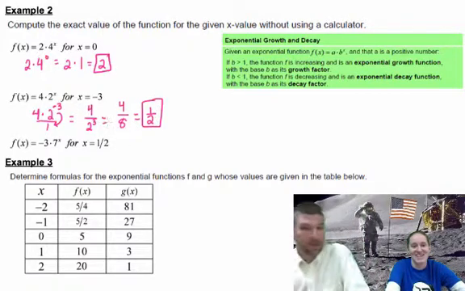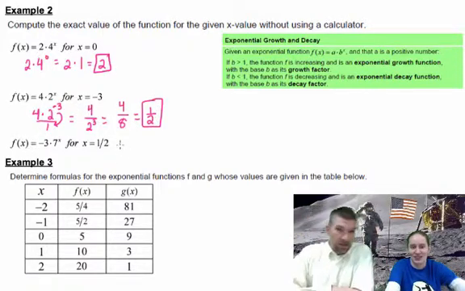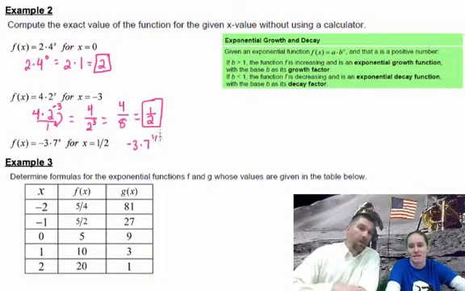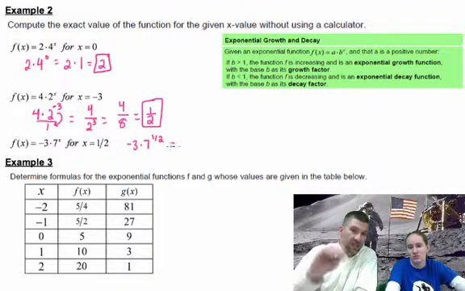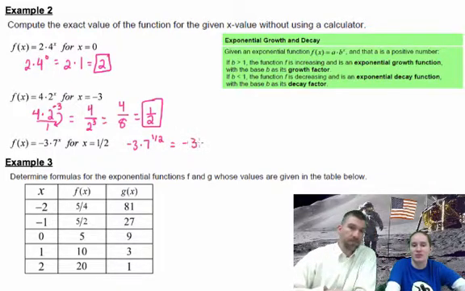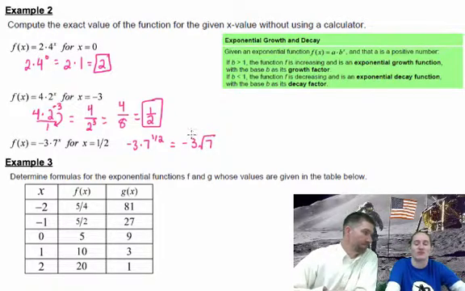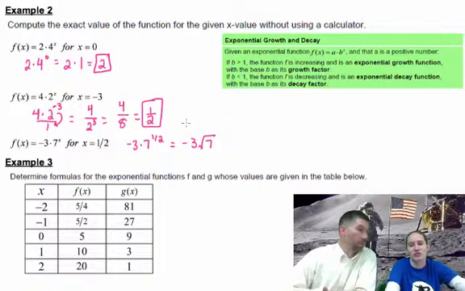Okay. And last, negative 3 times 7 to the 1/2 power. I'm going to guess here that just the 7 has the exponent on it and not the negative 3. Do you know what a 1/2 power means? Yes. You want to write it down and see if I guess it right? So a 1/2 power means the square root.